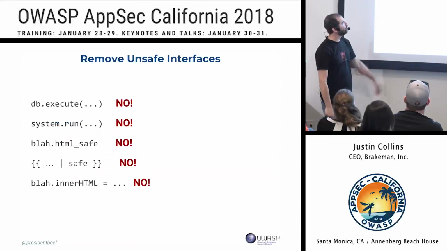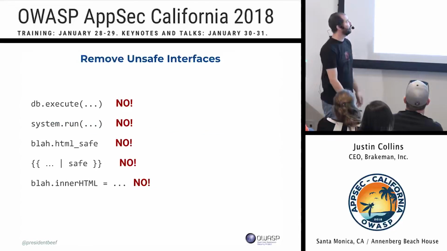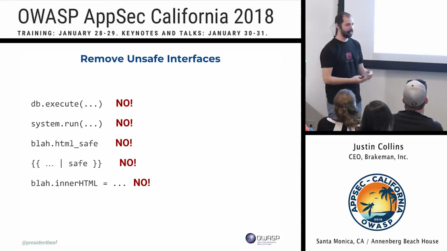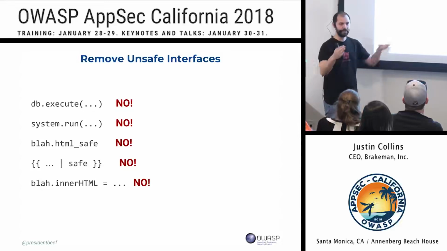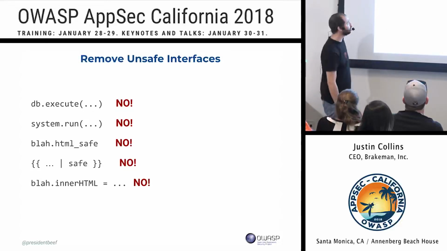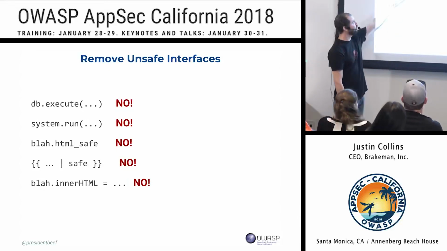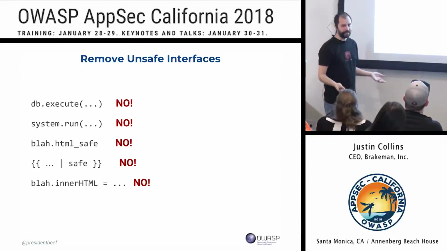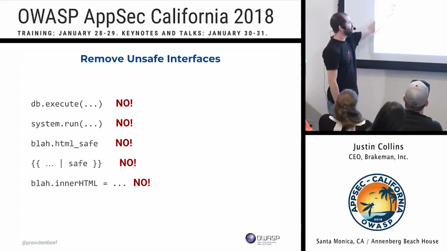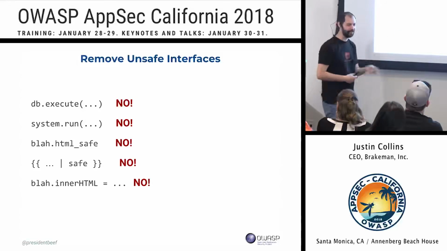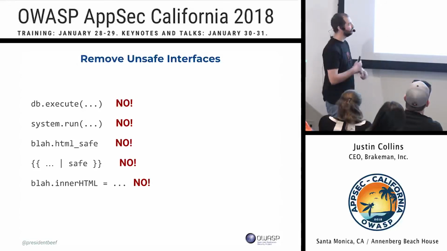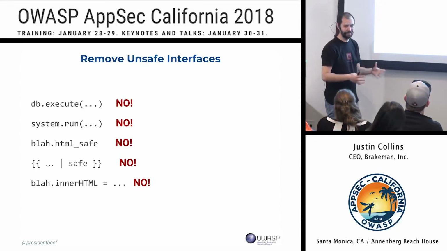So some examples: stop providing "execute this query." Maybe stop providing "hey, here's your shell, execute whatever you want." In these cases, I'm talking about where you can just pass in a single string and it will execute. In Rails, html_safe is not safe. A lot of templating languages like Jinja have "safe." Again, it does the opposite of what you mean. So let's stop providing those kinds of interfaces.